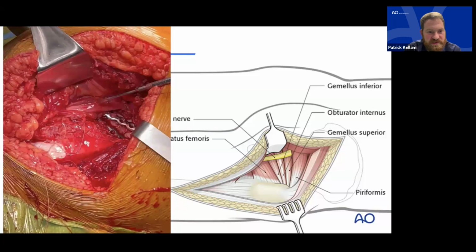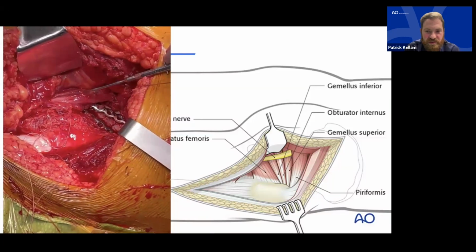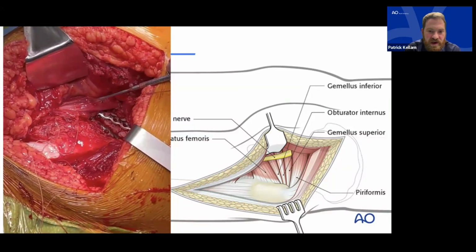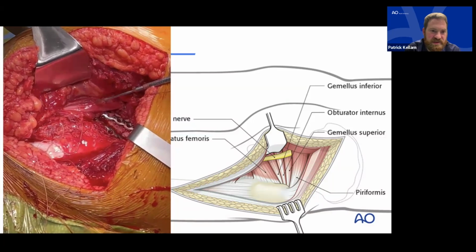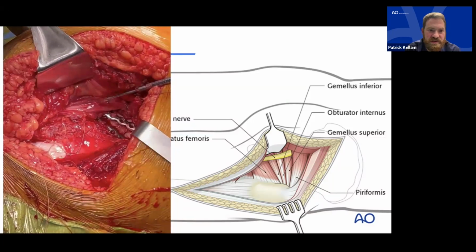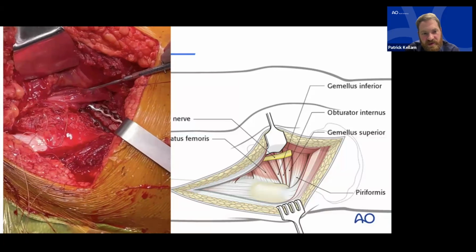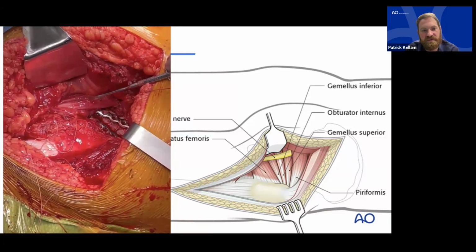But really what it shows is the surgical visualization that we get through a Kocher-Langenbeck. I think oftentimes medical students think that we make these large incisions, we see it drawn out, that we're going to see a vast landscape of the posterior column and the posterior wall.